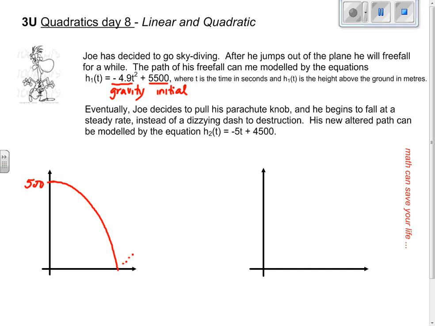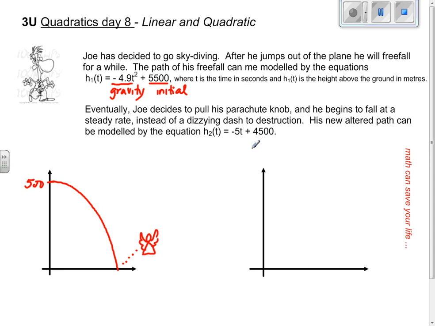So we have Joe. This is not good. I don't know how to draw angels very well, but anyway, there's Joe. This is not a good scenario if he were just to free fall. So he decides to pull his parachute knob. That's a different equation altogether.